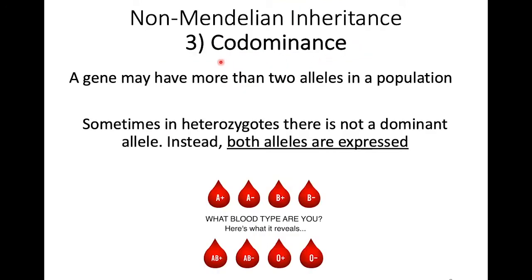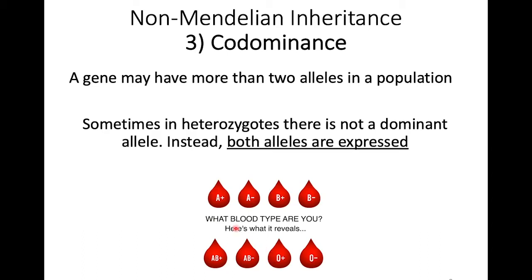Now, the third type of non-Mendelian inheritance pattern is codominance. And with codominance, there's not necessarily going to be a dominant allele again, but instead both alleles can be expressed. And so the example of codominance we're going to be taking a look at today is our blood type. Now, it's important to mention there are two different systems used to identify an individual's blood type. First, there's the ABO blood type system, right? And that's what gives you either your type A, your type B, type AB, or type O.